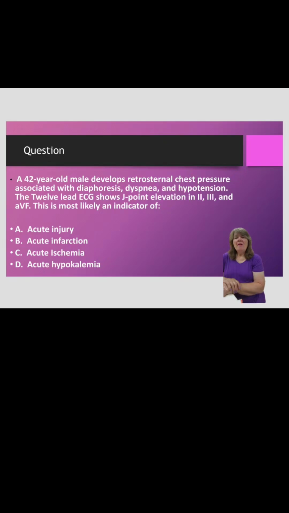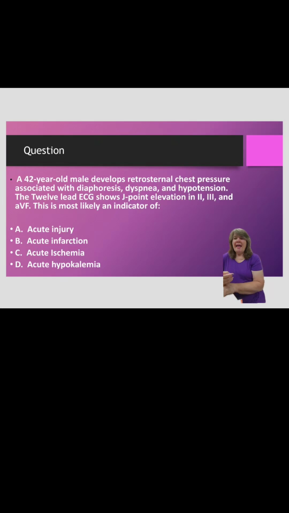Hey everybody, welcome to the last of the 4 questions of our ongoing saga about this 42-year-old that comes in with retrosternal chest pressure associated with diaphoresis, dyspnea, and hypotension. We did a 12-lead EKG on him and found that he has J-point elevation or ST segment elevation in 2, 3, and AVF.